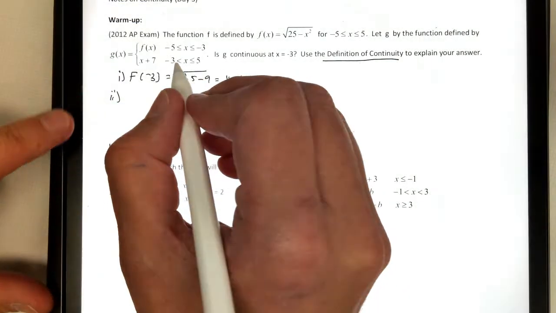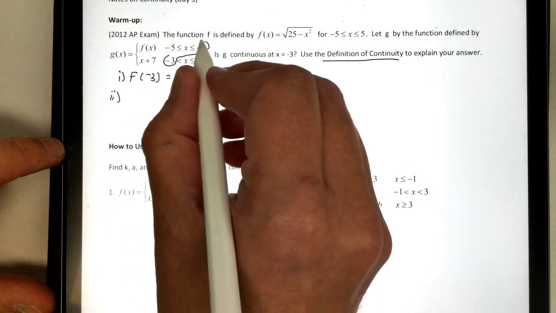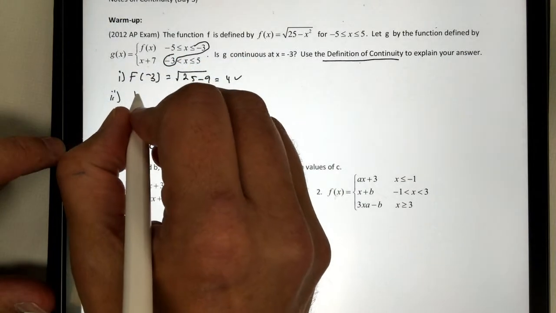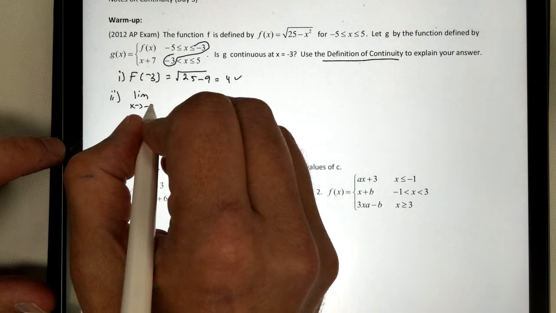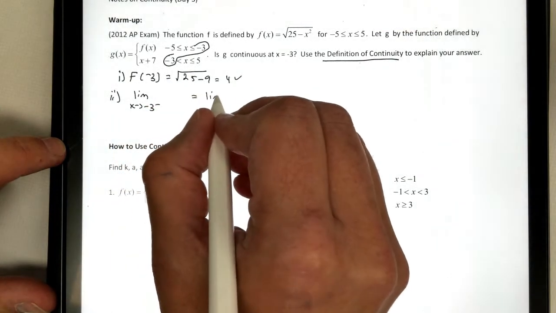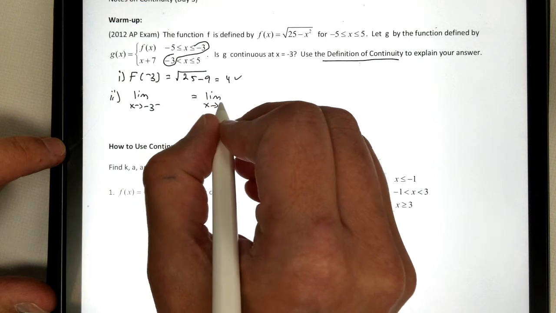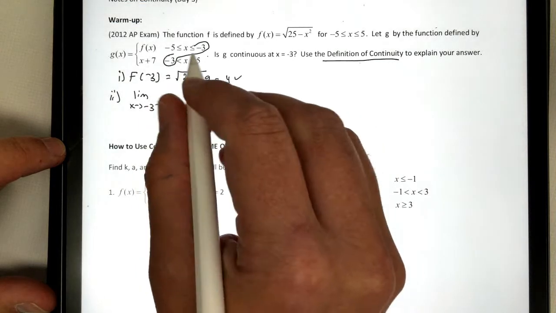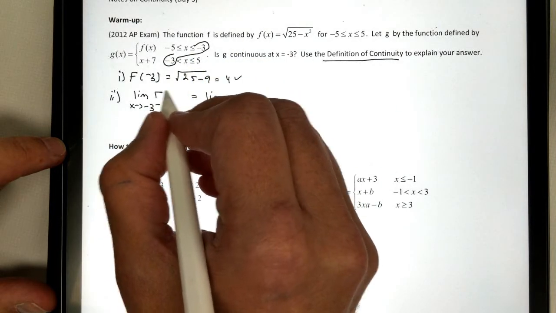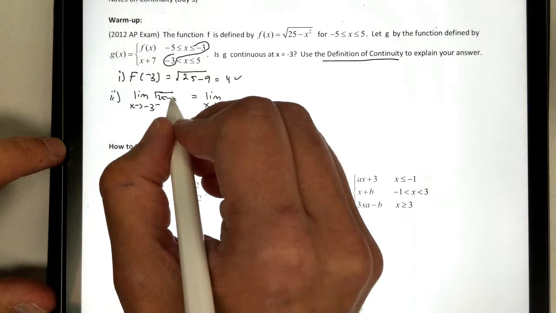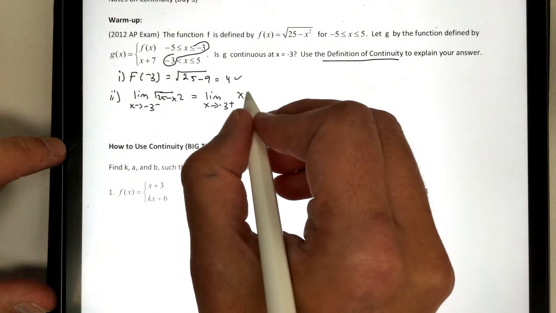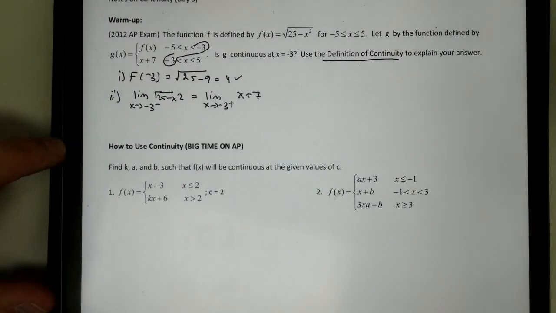2, we want to make sure that the limit exists. Now this is a two-sided limit here, so we have to be very careful. We want to make sure we look at the left-hand limit and the right-hand limit. So the limit as we approach negative 3 from the left, we want to see that that's equal to the limit as x approaches negative 3 from the right. The left is going to put us on f of x, that's our square root of 25 minus x squared. The right side is going to put us on this x plus 7 right there.